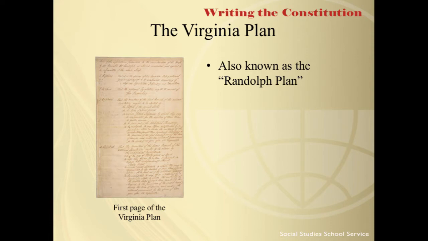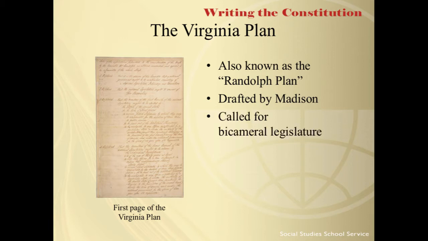So the larger states put forward this plan. It was named the Randolph Plan after the delegate who introduced it, Virginia Governor Edmund Randolph. But James Madison actually devised the plan, so he wrote it. The Virginia Plan called for a two-house legislature, and we know that means a bicameral legislature. Remember that when you see the word bicameral, it means two houses, okay?